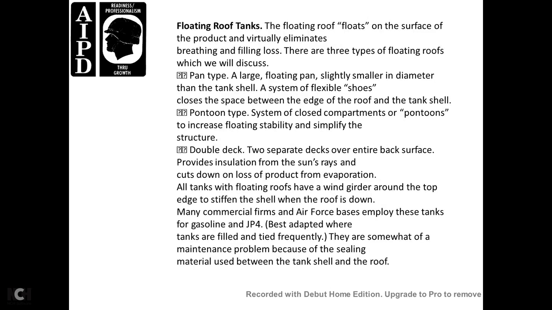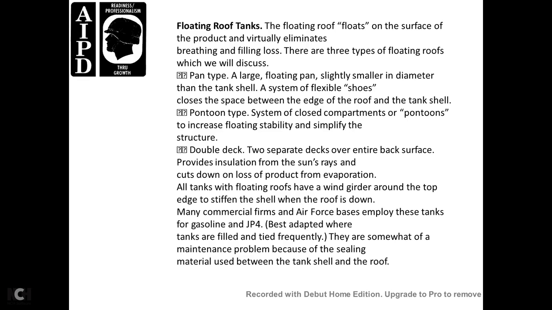Floating roof tanks. The floating roof sits on the surface of the product, which virtually eliminates breathing and filling loss. The three types of floating roofs we'll discuss are the pan type, a large type of floating roof slightly smaller than the tank diameter. The tank shell system of flexible shoes closes the space between the edge of the roof and the tank shell. A pontoon system has closed compartments to increase the floating stability and simplify the structure. A double deck has two separate decks with entirely separate surfaces, provided as insulation from the sun's rays to cut down the loss of product by evaporation.